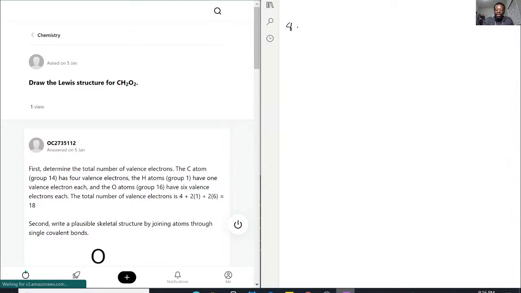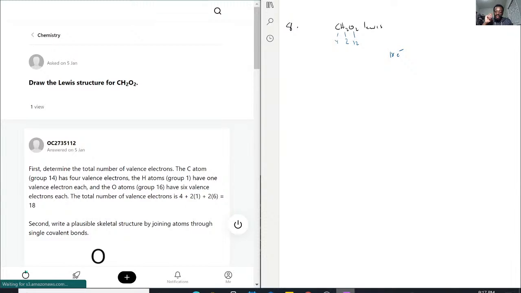So, we have CH2O2 Lewis. Okay, so carbon, 14th column, 4 valence electrons. Hydrogen, the first column, only has 1 valence electron, but there are 2 of them, so that's 2. Oxygen, there are 2 of them, but it's on the 16th column, so that's 6 valence electrons each, so that's 12. So 4 plus 2 plus 12, we're working with 18 electrons.